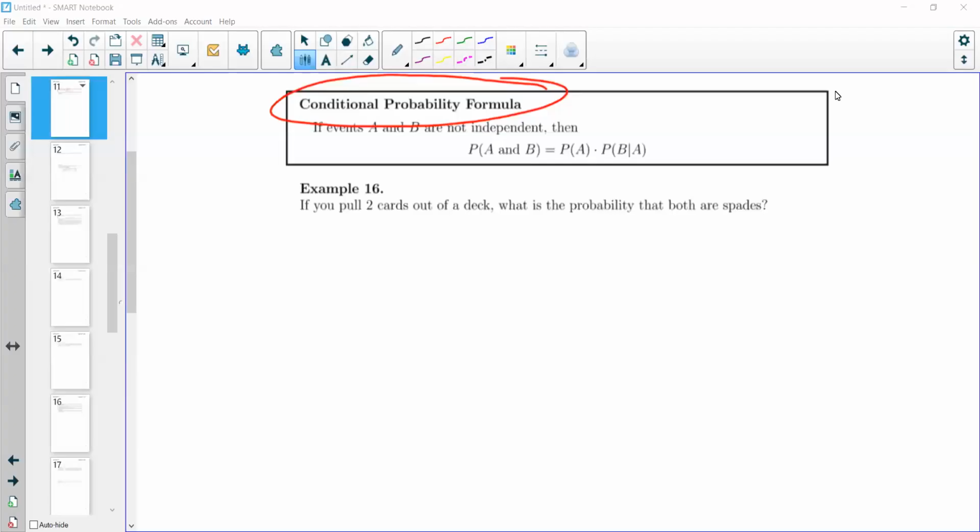So picking up where we left off, looking at the conditional probability formula. If events A and B are not independent, because otherwise conditional probability wouldn't matter if they are independent, then the probability of A and B is equal to the probability of A times the probability of B given A has occurred.